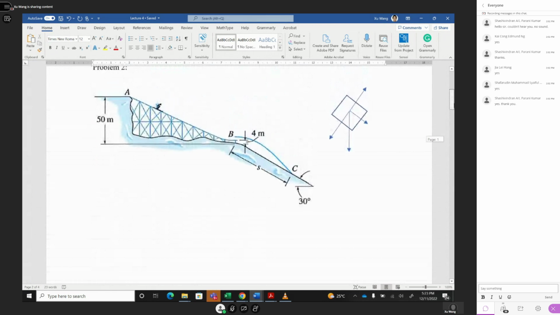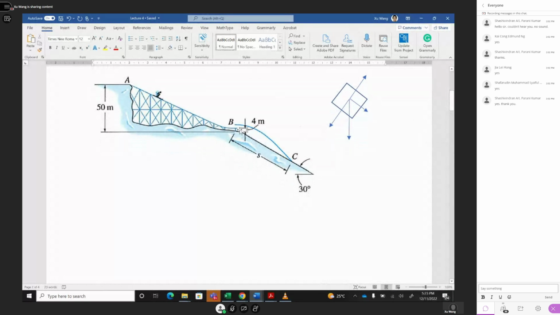46. Why 46? Because we stopped here. See that A jumped to here, so from here to here is 4. So 50 minus 4 is the distance from here to here, so 46. And because he dropped B, not here, he dropped B, that's why 50 minus 4 equals 46.